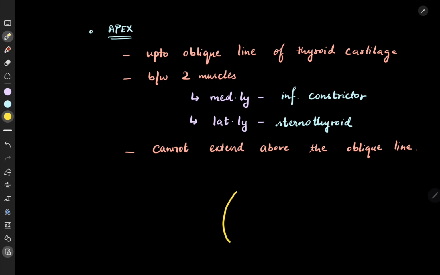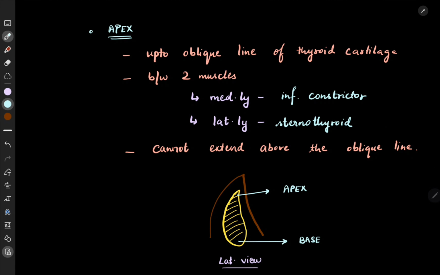In the diagram below, we can see that the apex is narrowed above and the base is the one that is expanded below. It is the lateral view. Right side muscle is the inferior constrictor and the left side one is the sternothyroid.